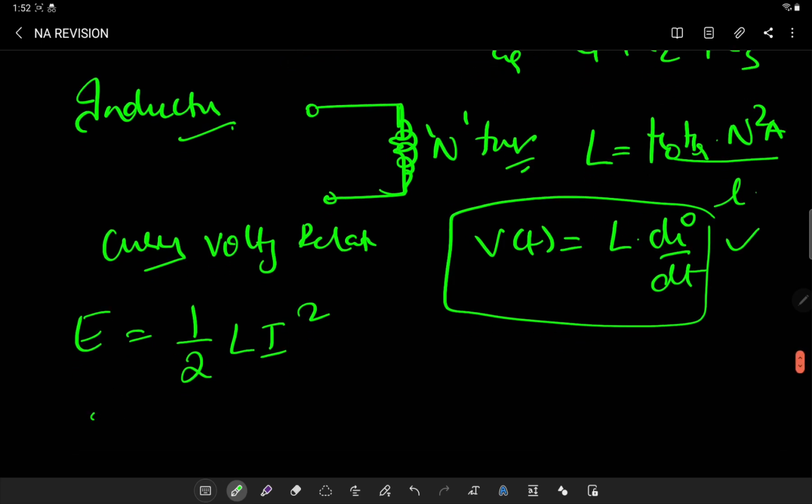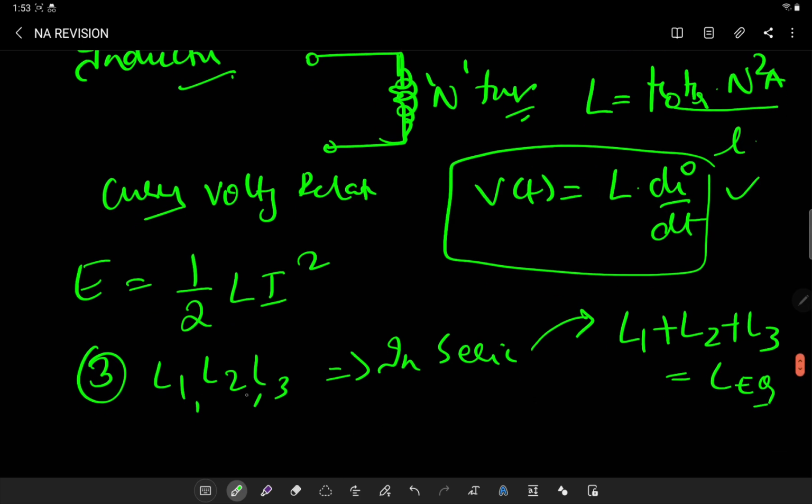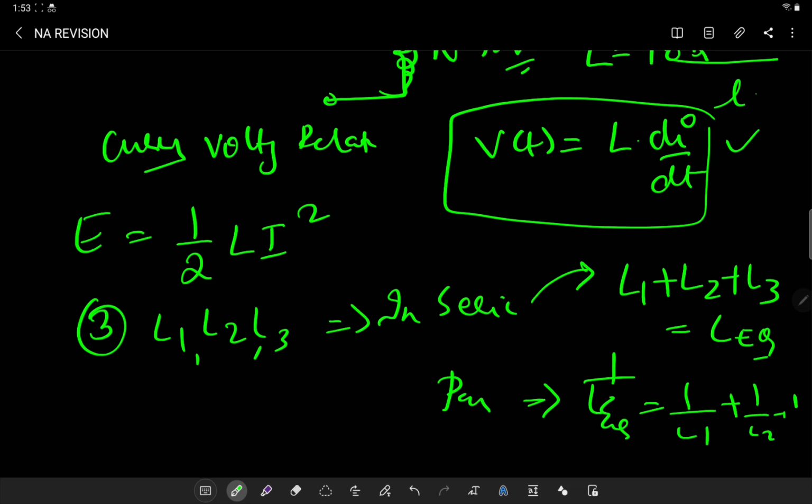So when you have three inductors L1, L2, L3 in series, you will be having something like L1 plus L2 plus L3 as your L equivalent, and when they are in parallel, you will be having something like 1 by L equivalent is equal to 1 by L1 plus 1 by L2 plus 1 by L3.